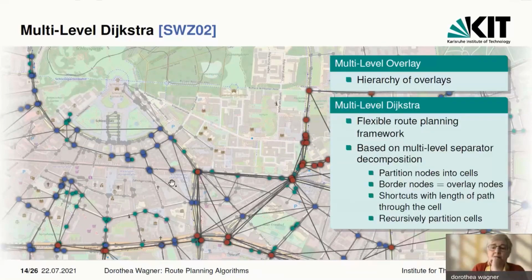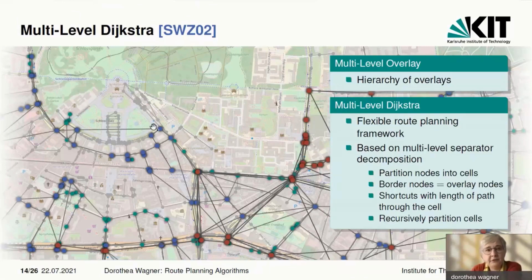And then we have something like a flexible framework for route planning. So based on a multi-level choice of important nodes, we can apply Dijkstra's algorithm. And one more word about the important nodes here. In the multi-level Dijkstra approach presented in this paper by Frank Schulz, Christoph Zaroliagis, and myself, we used separator nodes or separator decompositions.